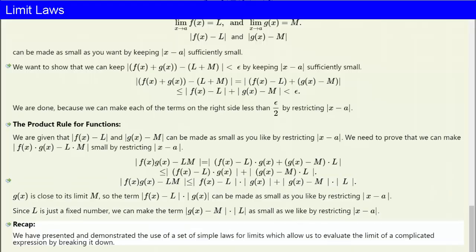So to recap, we have presented and demonstrated the use of a set of simple laws for limits which allow us to evaluate the limit of complicated expressions by breaking them down. We can now use these laws as tools for evaluating the limits we will encounter in our development of the calculus.